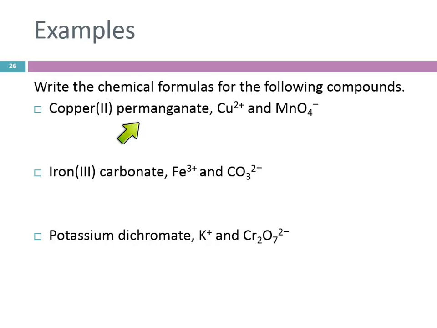Copper 2 permanganate. This is the copper 2 ion, Cu2 plus. The Roman numeral tells us it's a +2. Permanganate, the way we know that is we memorize it. It's MnO4 minus. It's possible that you might see some examples in here that are not on the list, that PowerPoint slide that says memorize these ions. Those are the ones you have to memorize.